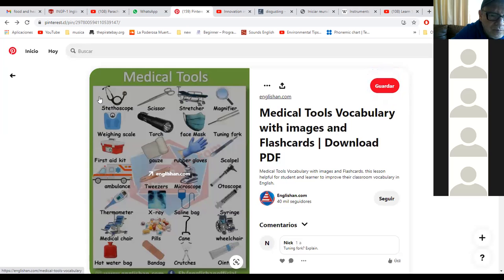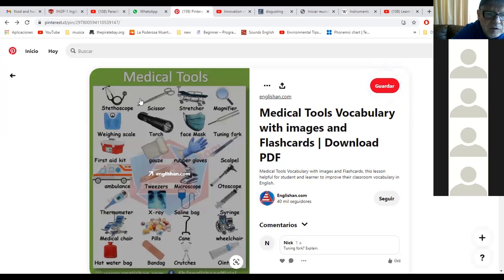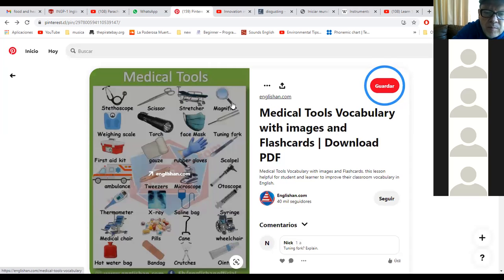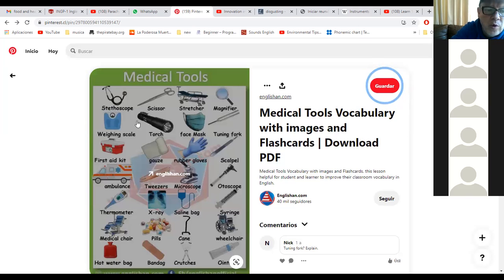Stethoscope. Scissor. Many people say plural, scissors. I think it's more common. Stretcher. Magnifier. Weighing scale. It's the typical tool we have. Weighing scale.